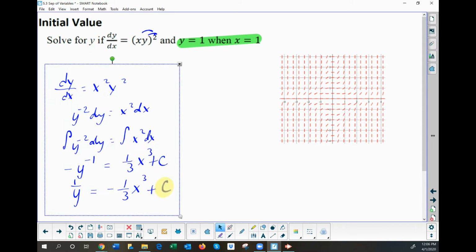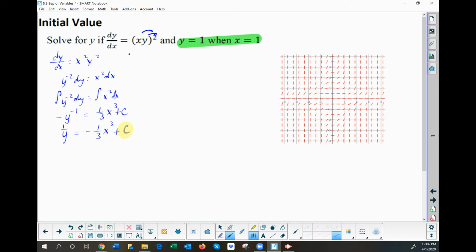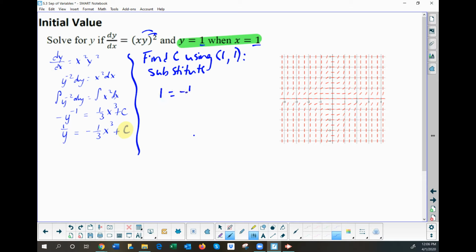All right, so I'm going to pause for a moment and find my c using that initial pair. So 1 and 1, when x is 1, y is 1. And now substitute. And we get 1 equals negative 1/3 times 1 cubed plus c. But that's going to be 1 equals negative 1/3 plus c. Add a third over, I'm going to get 4/3 is the c value.